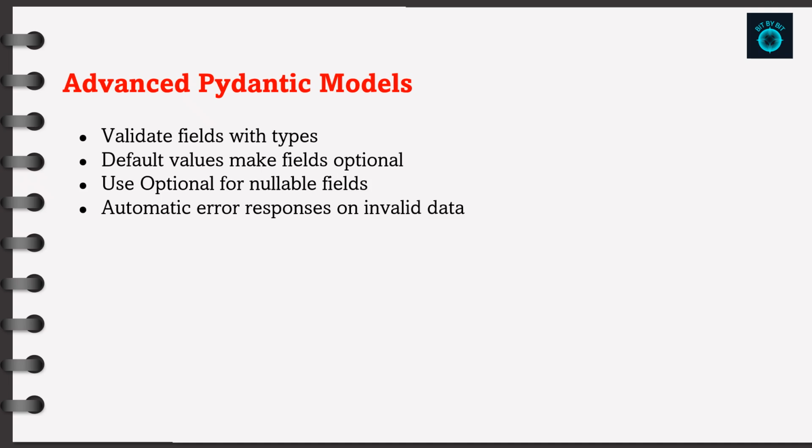You can also add default values. For example, the field in_stock defaults to true. That means clients do not need to send it every time. If you want a field to be optional, you declare it with Optional from the typing module. For example, description can be a string or left out entirely. This way, you define exactly what data is required and what data is flexible. It prevents bad data from reaching your business logic.